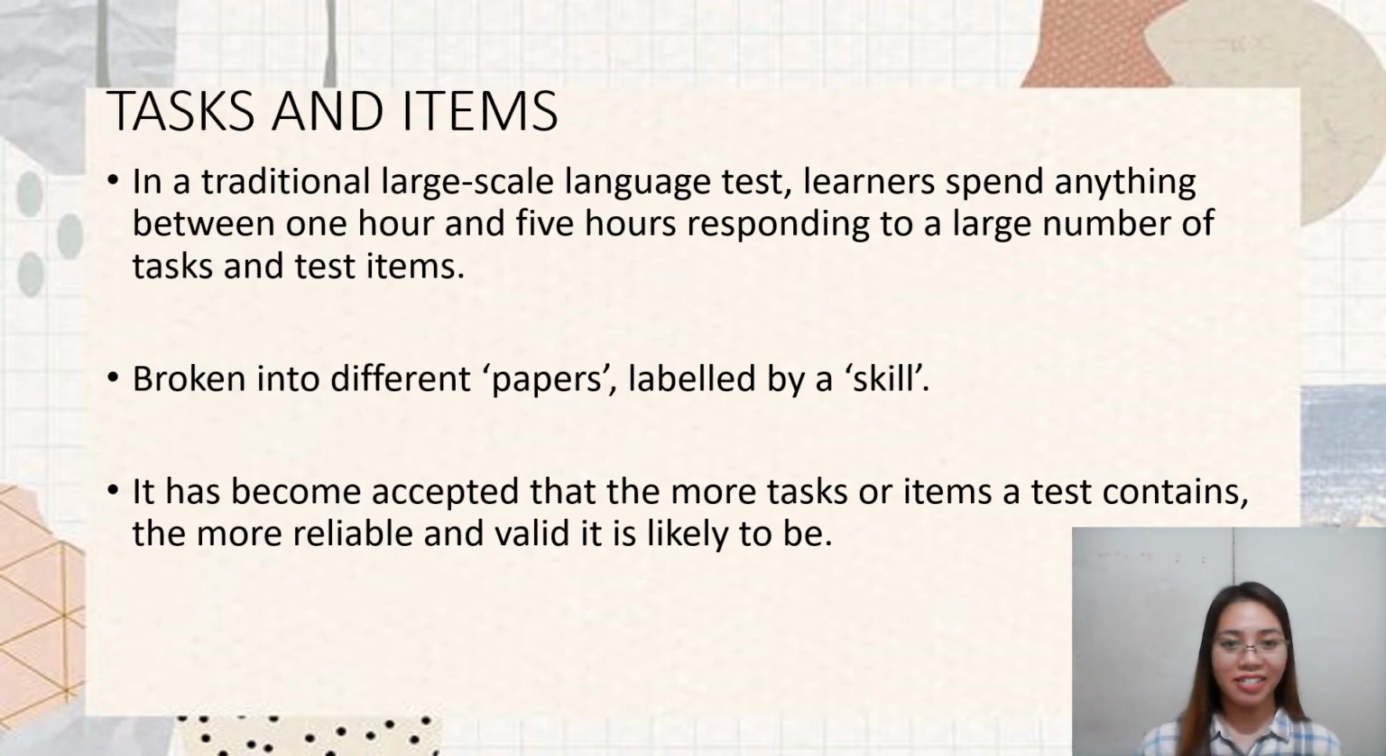For tasks and items, in a traditional large-scale language test, learners spend anything between 1 hour and 5 hours responding to a large number of tasks and test items. So learners answer a huge number of exercises and test items in a standard large-scale language test over the course of 1 to 5 hours. So it is divided into several papers, each identified by a skill. And so it has become accepted that the more tasks or items a test contains, the more reliable and valid it is likely to be.